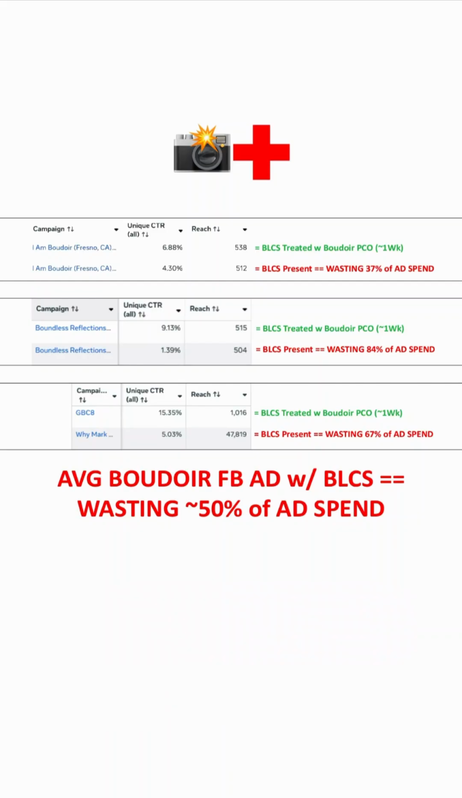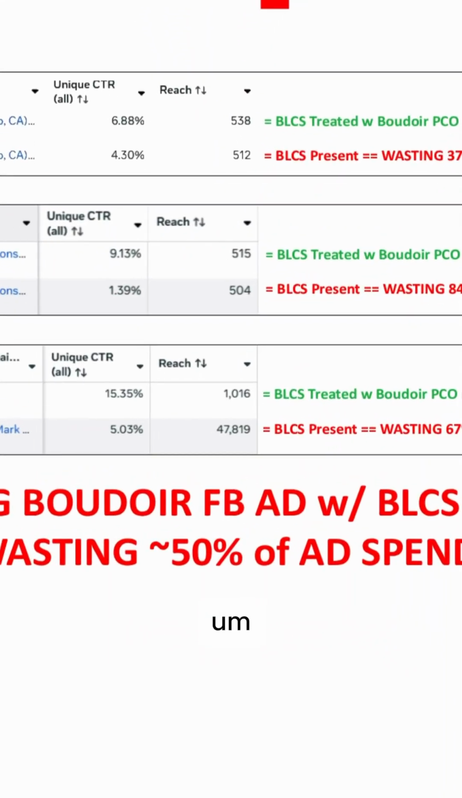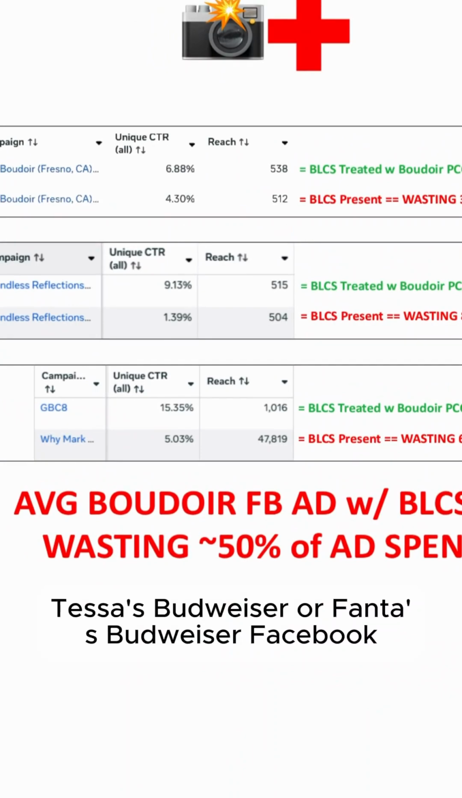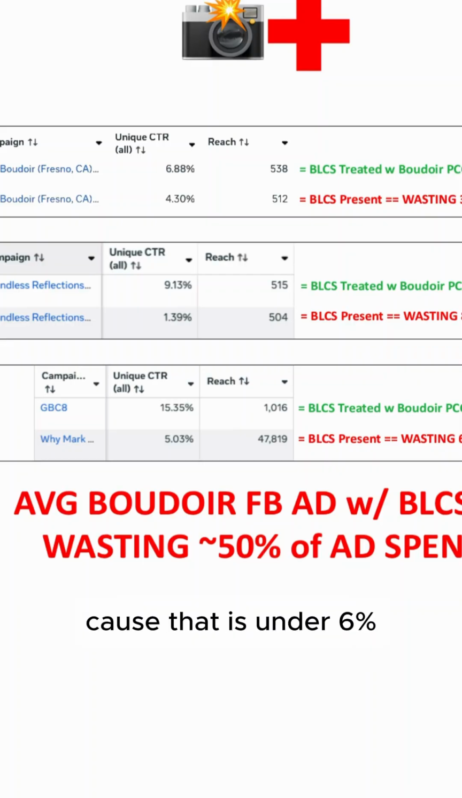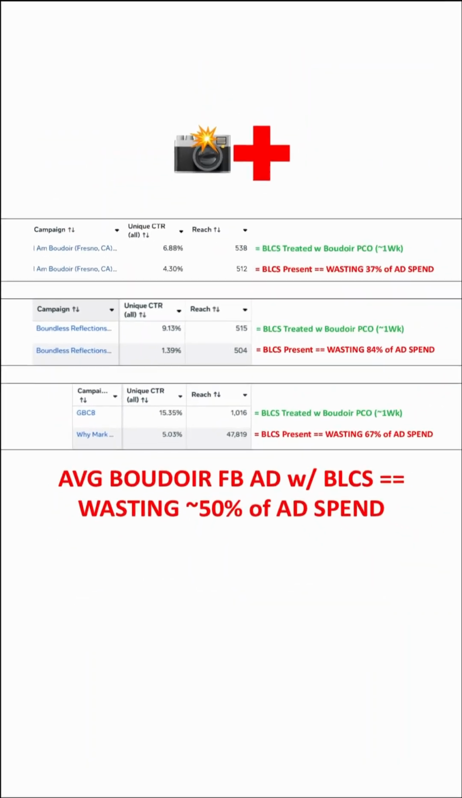Finally, had a patient test his Boudoir Facebook ad, or found out his Boudoir Facebook ad was at 5.03% unique CTR, and aka BLCS was present because that is under 6%.